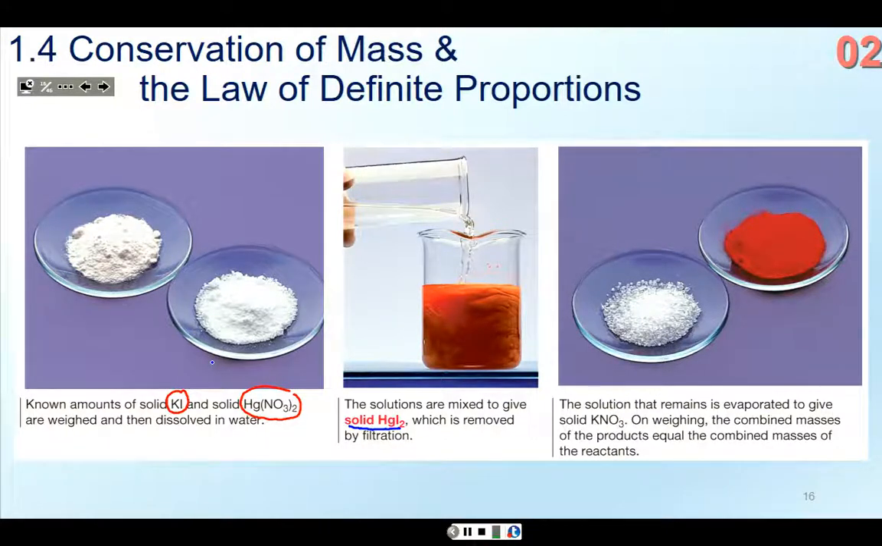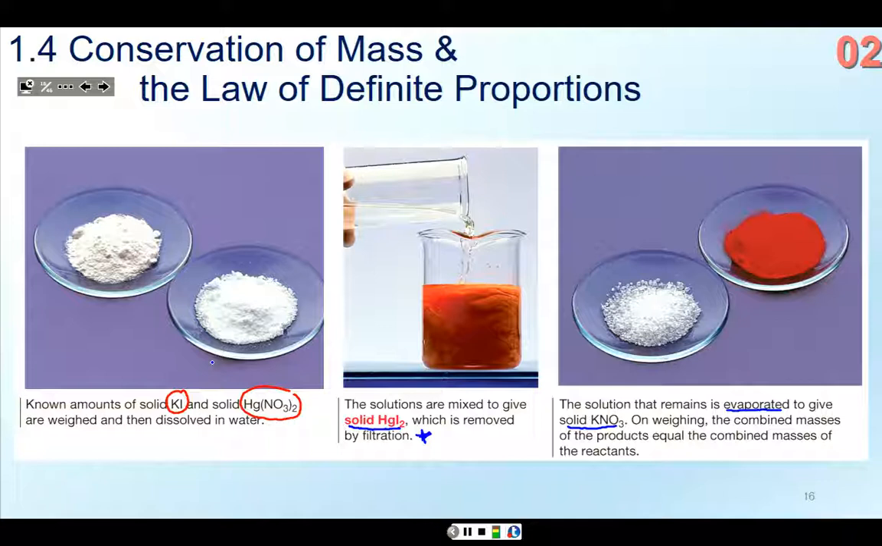And you can take that solid from that water solution, an aqueous mixture, and remove the water by evaporation, and you end up with a solid. One of them is solid potassium nitrate, and the other one, what you removed by filtration first, is the mercury iodide, the reddish, intense colored compound there.